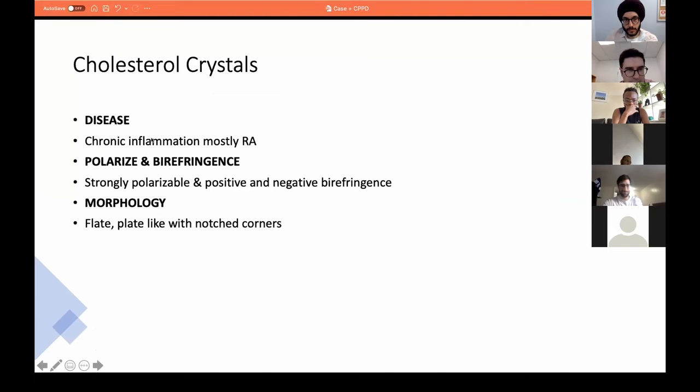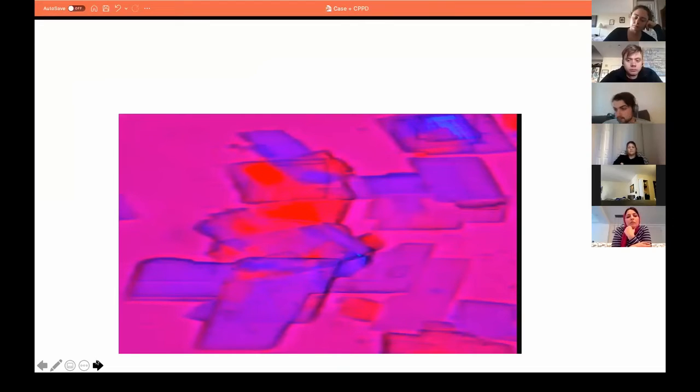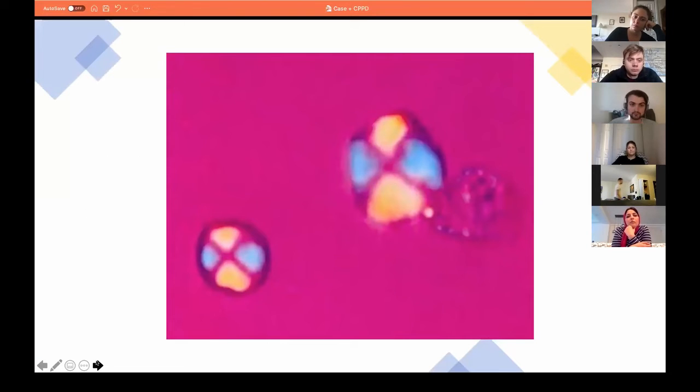Maybe this is a little bit too specific, but you should just remember that you'll find this in rheumatoid arthritis. Remember the notched corners on the crystals. The cholesterol does not come from metabolic cholesterol. This comes from neutrophils. The membrane of neutrophils is being destroyed, and then these cholesterol crystals are released. And what about this one?